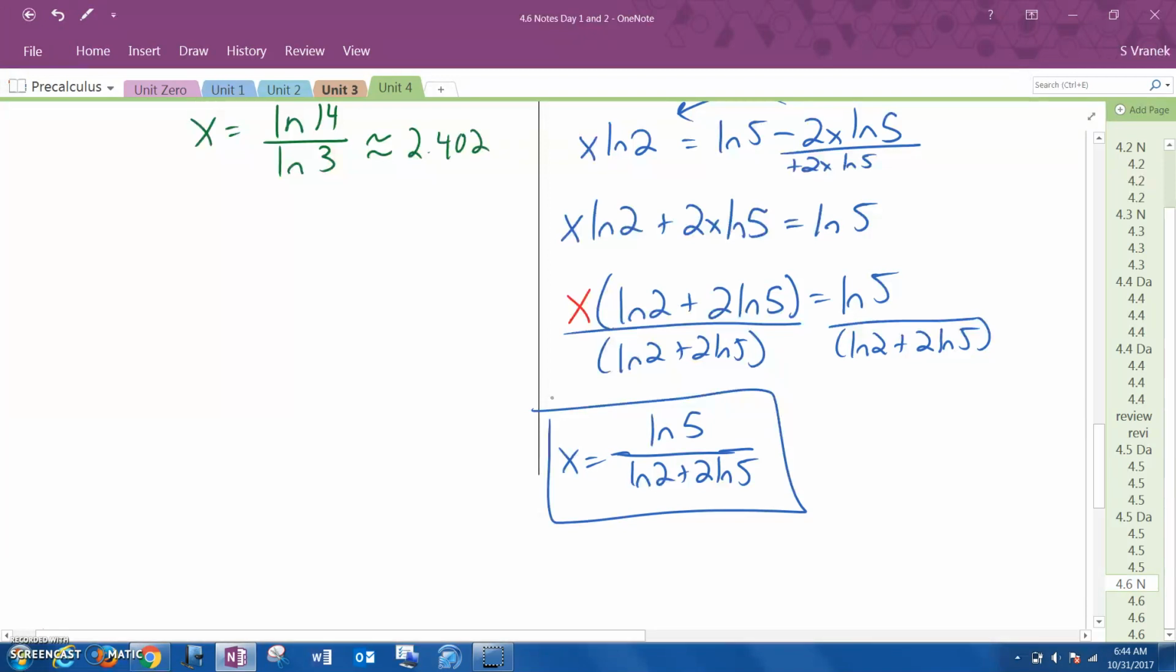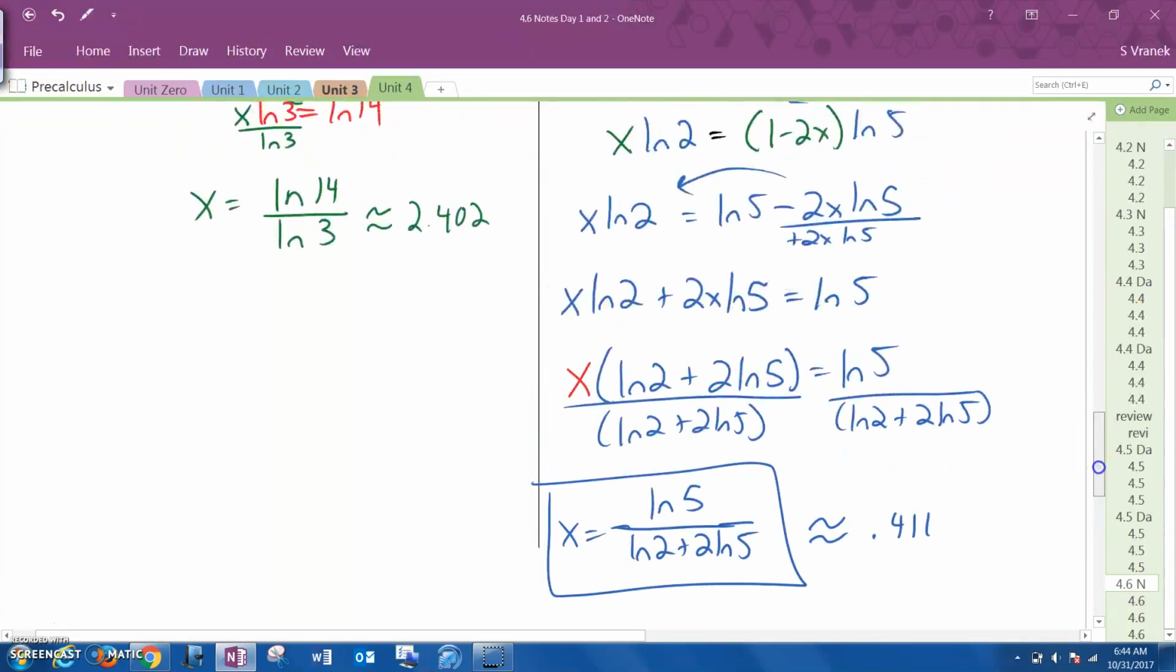If I do ask for a non-exact answer, or the rounded answer, you can type this in your calculator carefully. And if you do that correctly, you should get that that's approximately 0.411. So you could try that at home if you want to see if you can get those right.